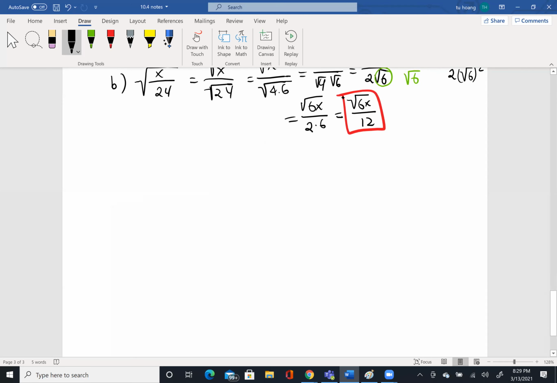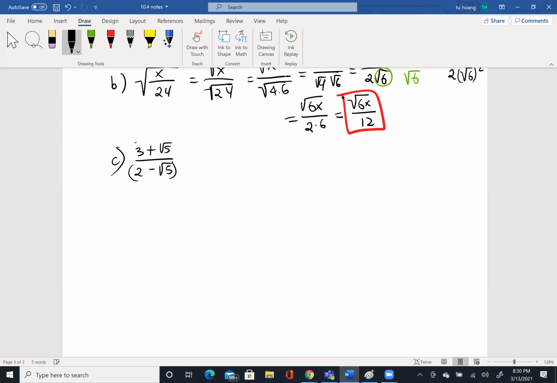Now let's have C with some conjugate stuff. I have (3 plus square root of 5) divided by (2 minus square root of 5). So how can you take away the square root at the bottom? You need to multiply it by the conjugate of it, right? Remember, when you have a two-term addition or subtraction at the bottom, the only way is to multiply with the conjugate of it.